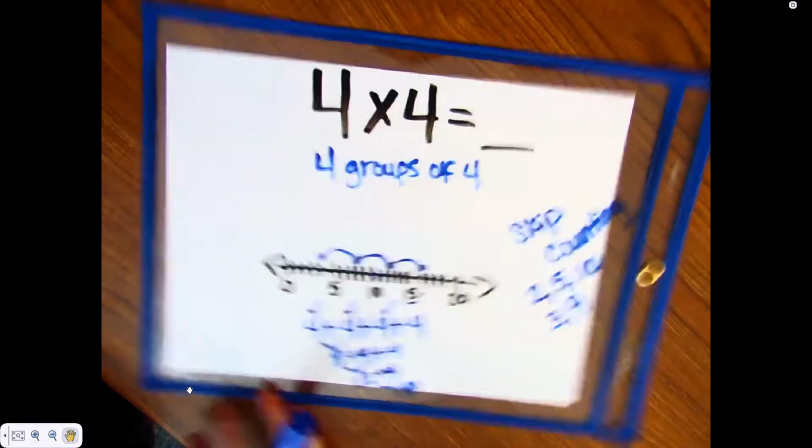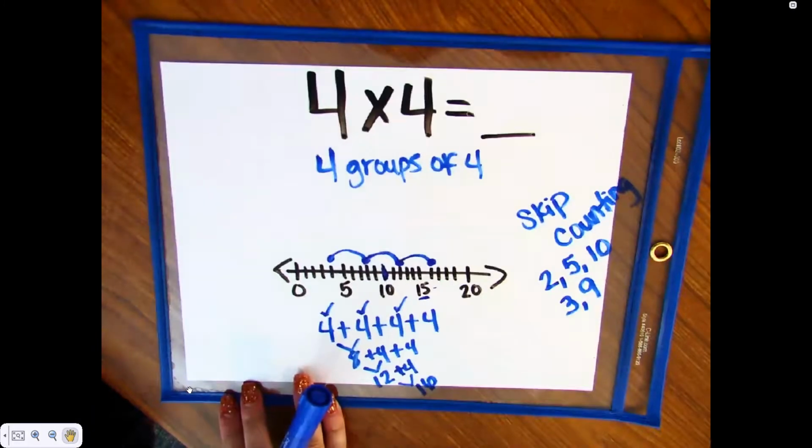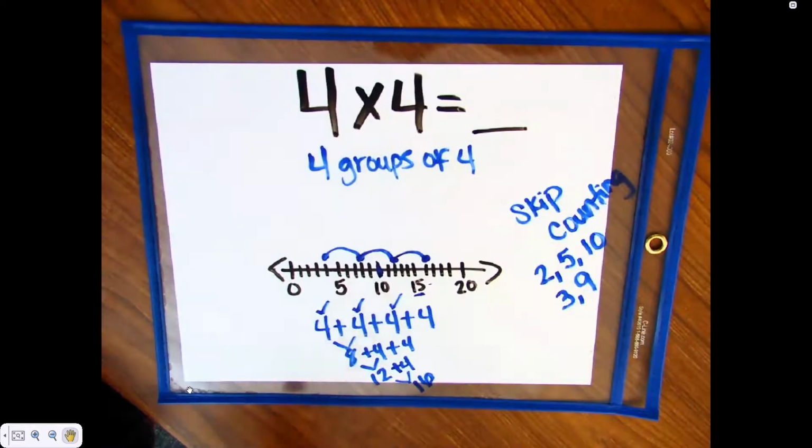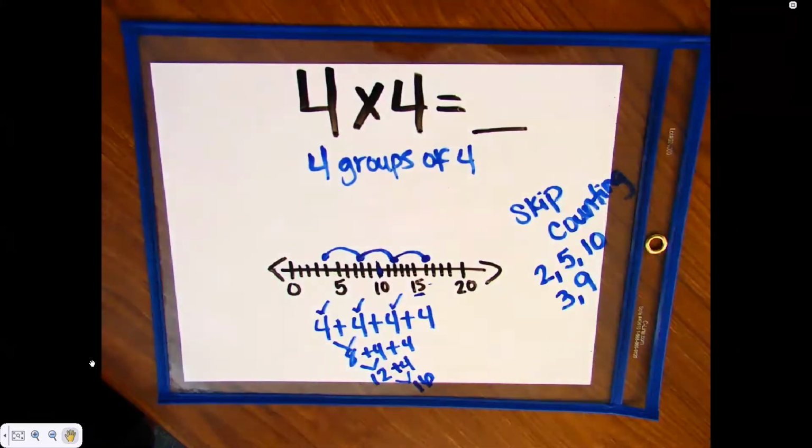You ready? 10, 20, 30, 40, 50, 60, 70, 80, 90, 100, 110, 120, 130, 140, 150. Can everybody stop muting themselves? It's getting so confusing for me.